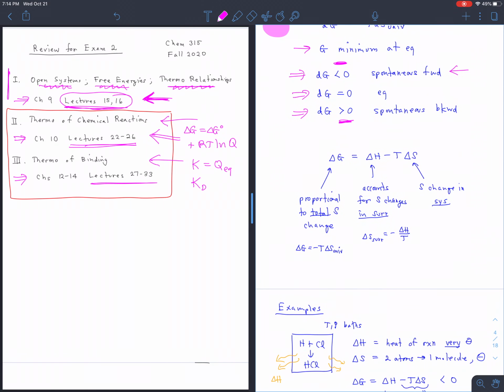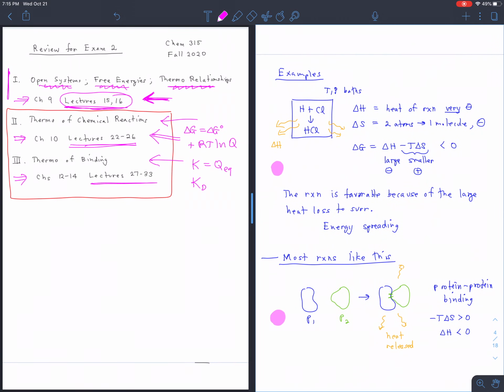We also saw that the delta G for some process has an enthalpic contribution and also an entropic contribution. This delta S, remember, is the entropy change for the system alone, without any contribution from the surroundings. The contribution from the surroundings entropy is accounted for in this delta H term. The delta H term is not the same thing as the delta S of the surroundings, but it accounts for the effects of that.